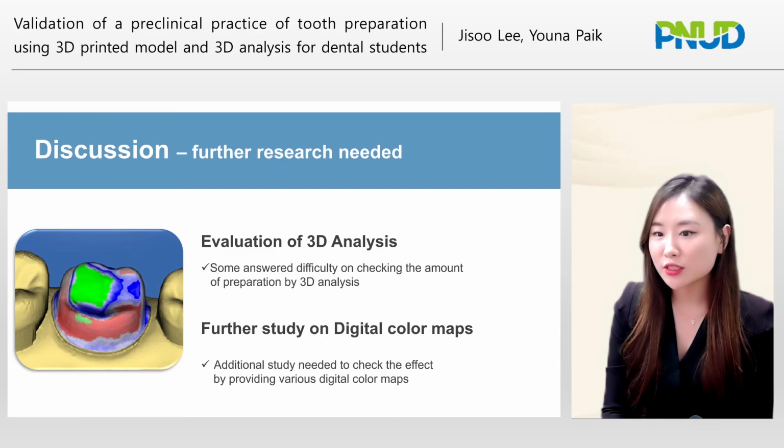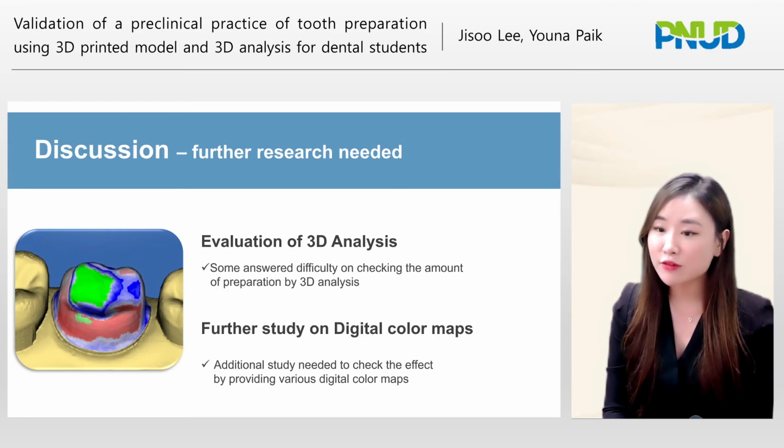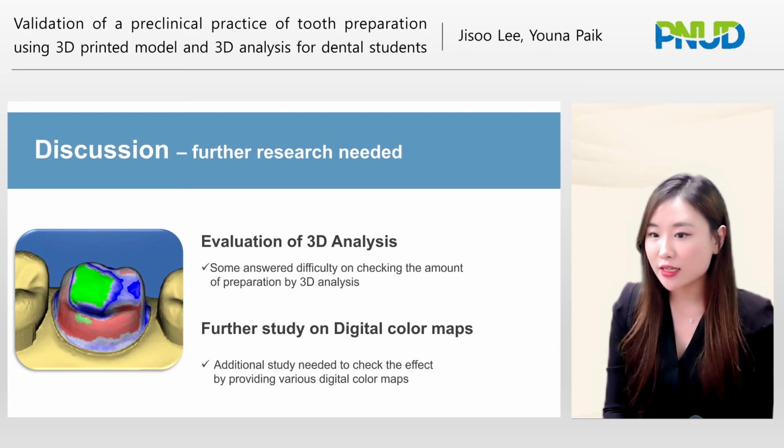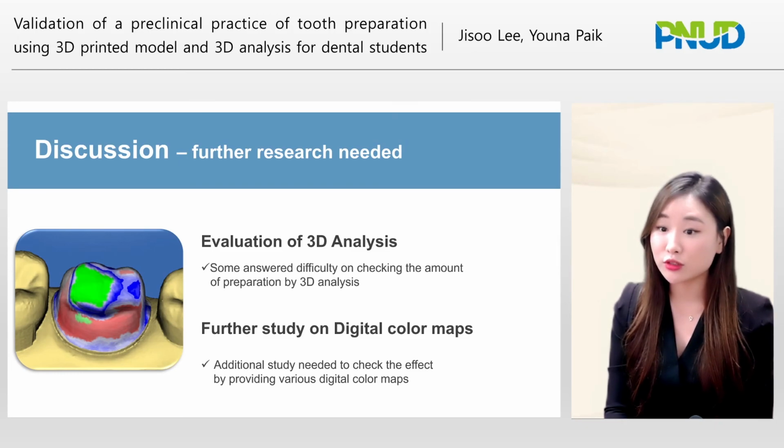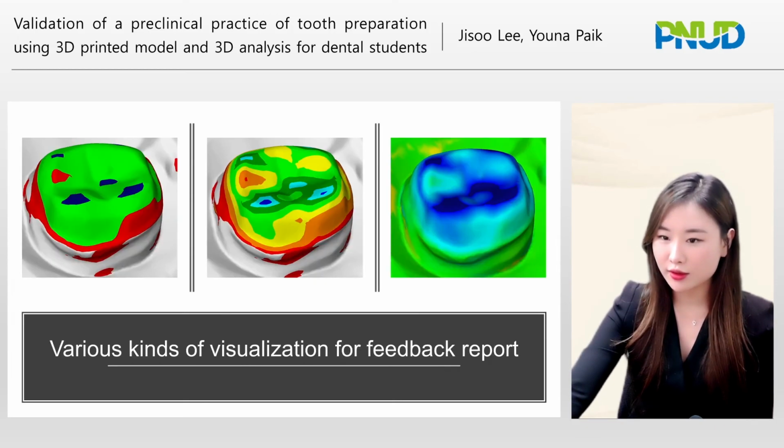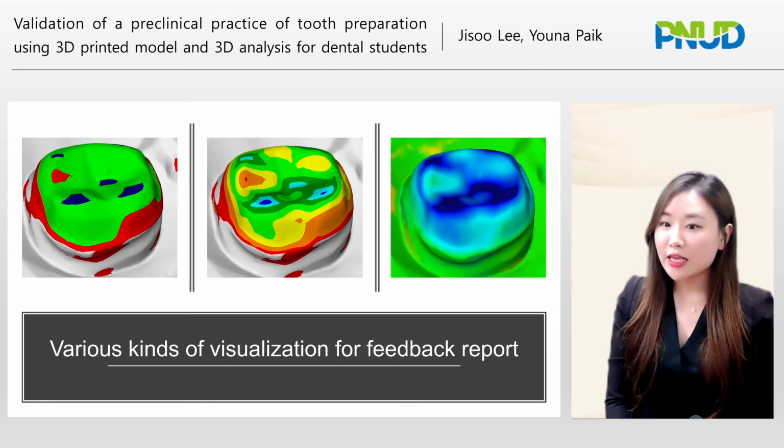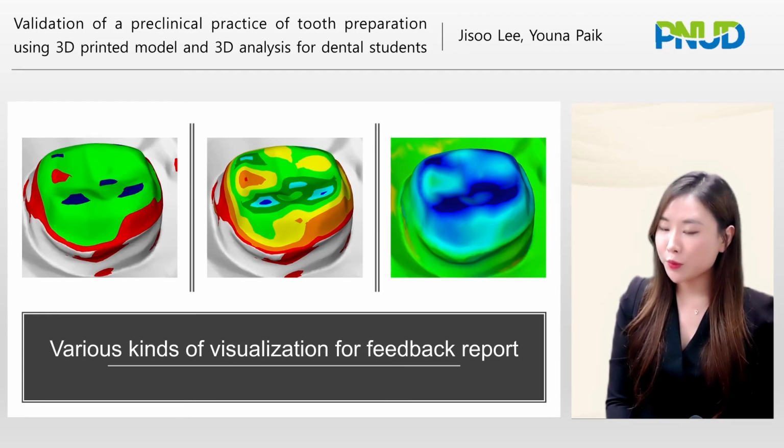However, some students found it difficult to understand the 3D analysis. This may be because the students are not familiar with it. But I think there is a need for further research on digital color maps that are easy for students to understand. As you can see, the 3D feedback report can be shown in different ways. We are performing a further study to find out the most effective way of reporting for better understanding.